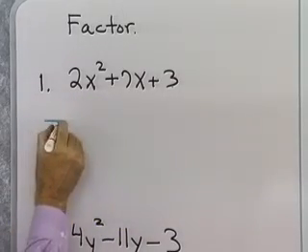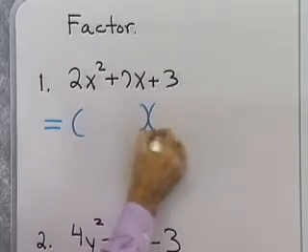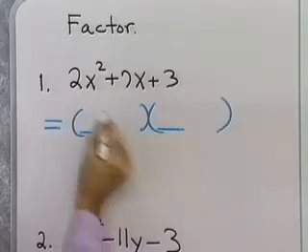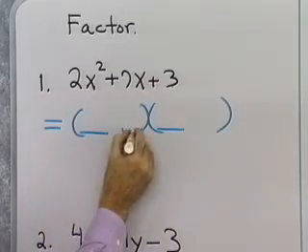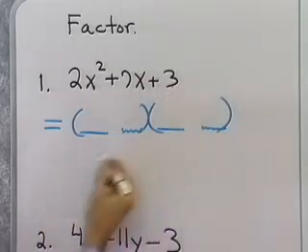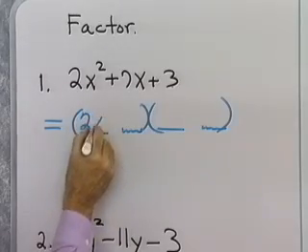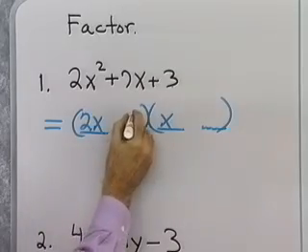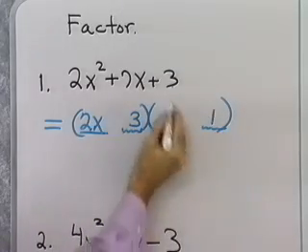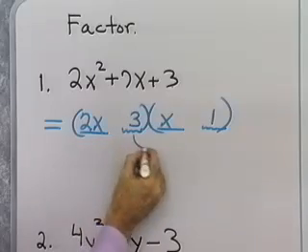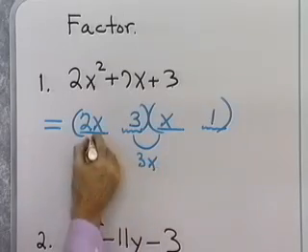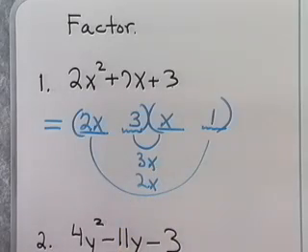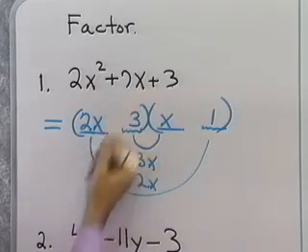However, if this factors, it factors into the product of two binomials such that when I multiply their first two terms together, I get 2x squared, and when I multiply their last two terms together, I get 3. So let's try 2x and x to multiply and give me 2x squared, and let's try 3 and 1 to multiply and give me 3. Now inside I have 3x, outside I have 2x, and there's no combination of 3x and 2x that I can add or subtract and get 7x.